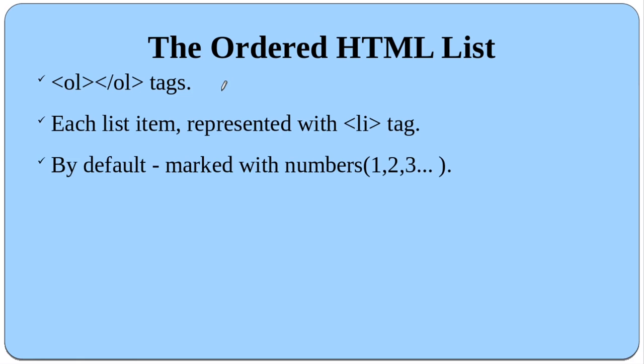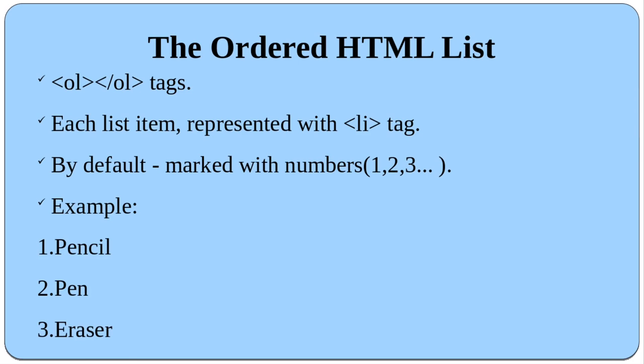By default, an ordered HTML list displays the list with numbers. For example, 1 sugar, 2 rice, 3 salt, like that. Here we use the example 1 pencil, 2 pen, 3 eraser. Like this, an ordered list will be displayed on the web page.